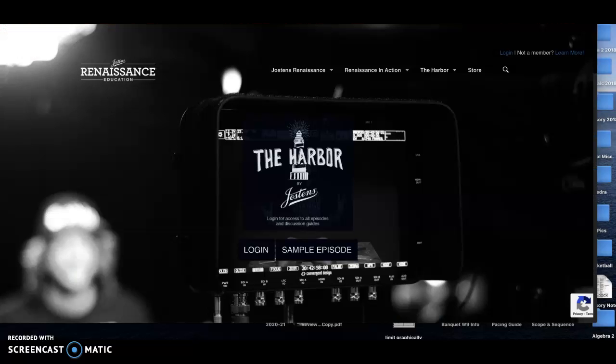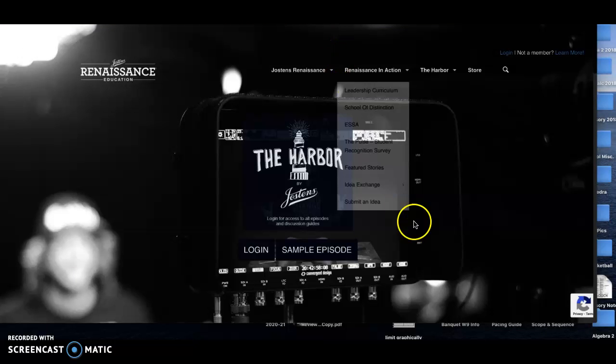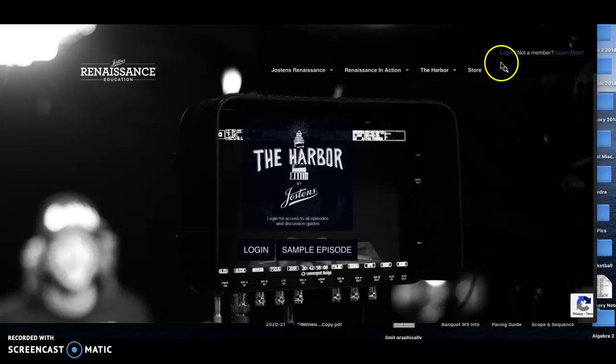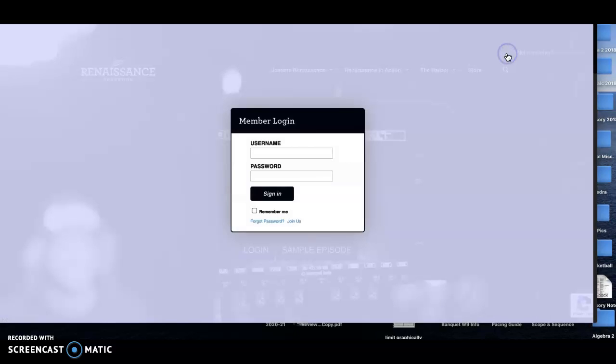I have pasted that link in a browser, and this screen should come up, and it asks you to log in. The username for MHS is MHS Indians, and the password is points.